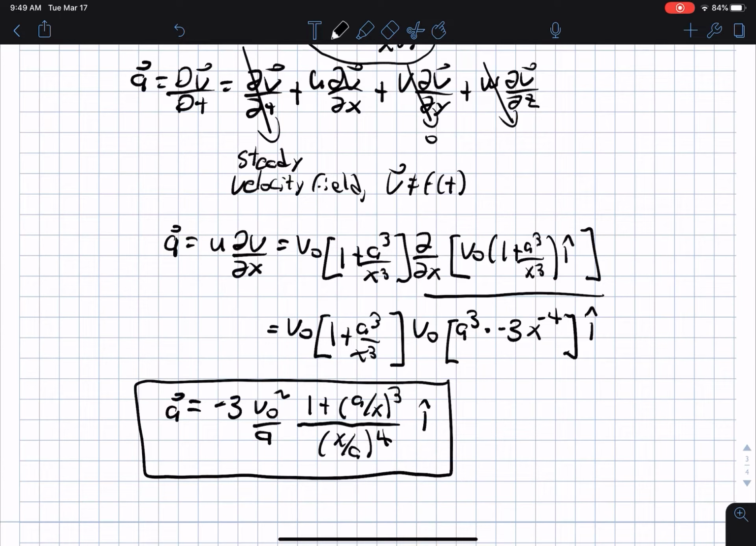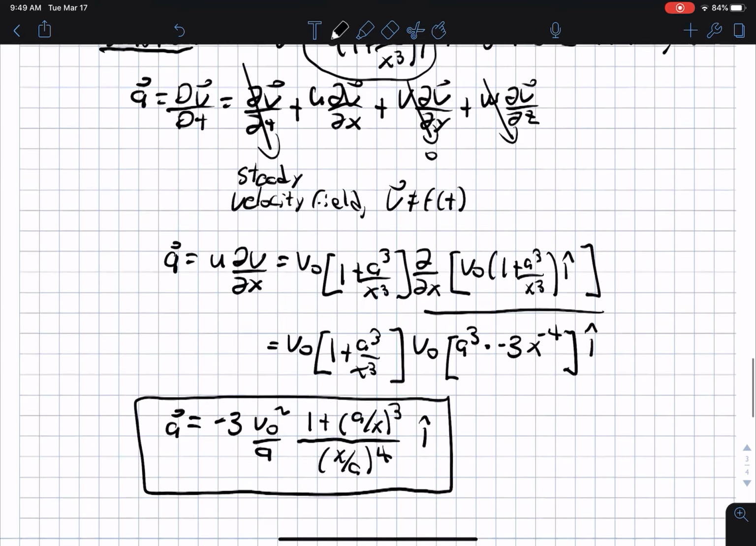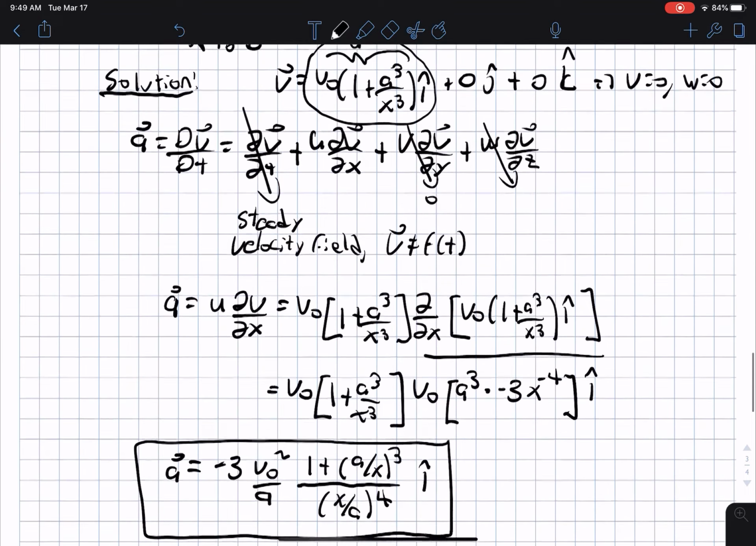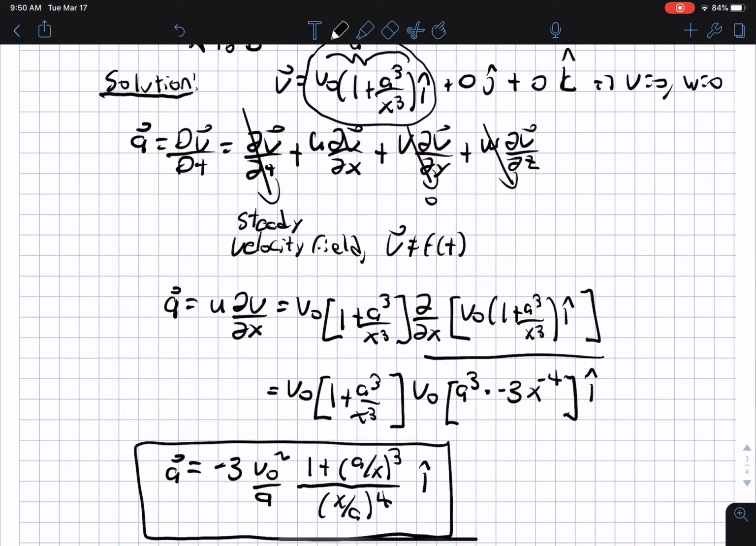Okay, and so that's how we can use the substantial derivative to find the acceleration of the fluid. And note that even though there's no explicit time dependence on this velocity vector here, so it's steady, there's still acceleration of the fluid due to these terms here.